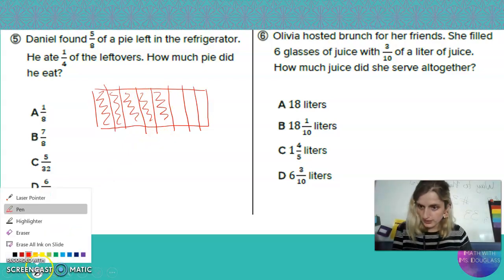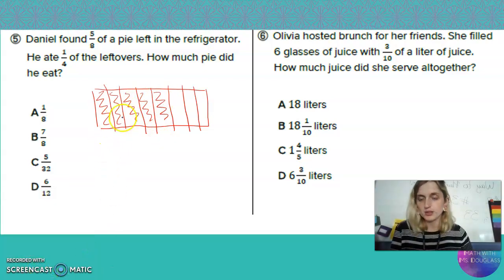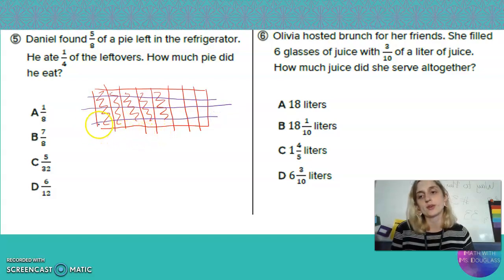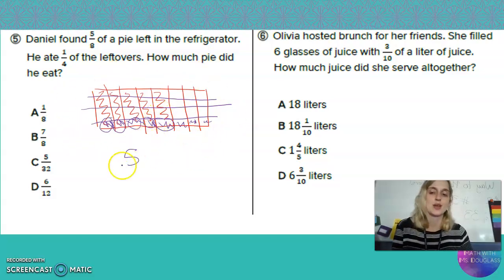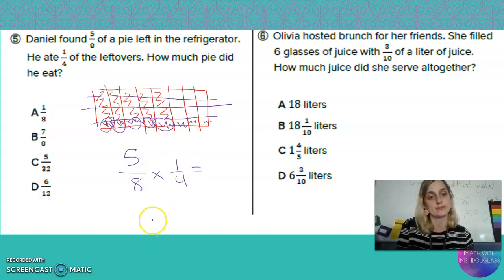Let's see if I can change my color. Here we go. Purple, the best color. That's cutting it in half. That's cutting each of those in 4/4. He only ate 1/4 of his leftovers. So that's this bit, this bit, this bit, this bit, this bit. Officially, you could shade in these bits too, but these are the only pieces that are double shaded. So you'd count those up and say 5 out of how many total pieces? Or you could multiply 5/8 times 1/4 and get your answer that way.